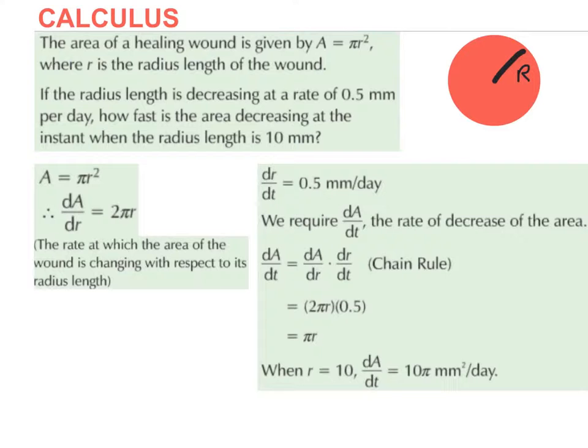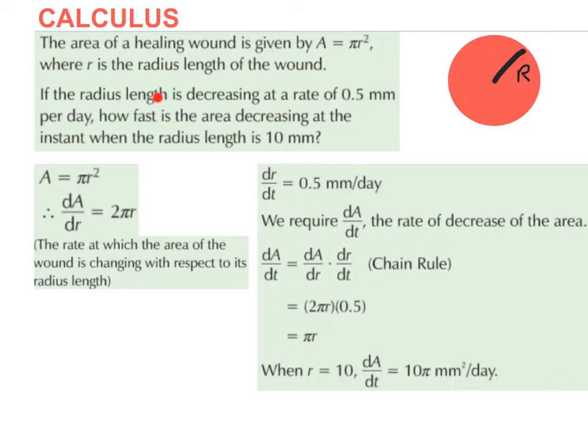Now you don't need to know much about the area of a circle formula for this question, but it's good to recognise it when it comes up. So the area of a healing wound is given by A equals pi r squared, where r is the radius length of the wound. So imagine that this is a wound.